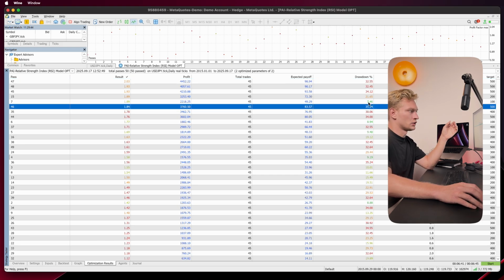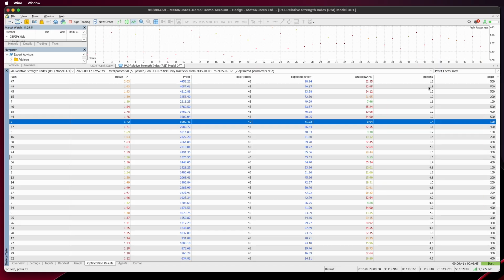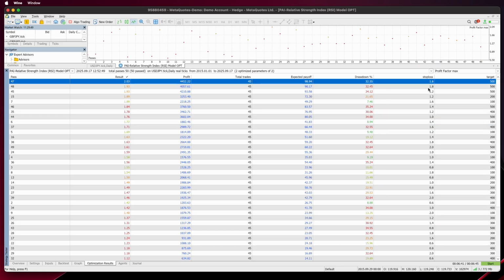Then drawdown. Drawdown is of course relative. It depends on how much risk per trade you take. And then stop loss. Like, what is the best stop loss? You can see here, if we have a 1-to-5 risk to reward, so target, and a stop loss of 1.6, that's the optimal risk setting.